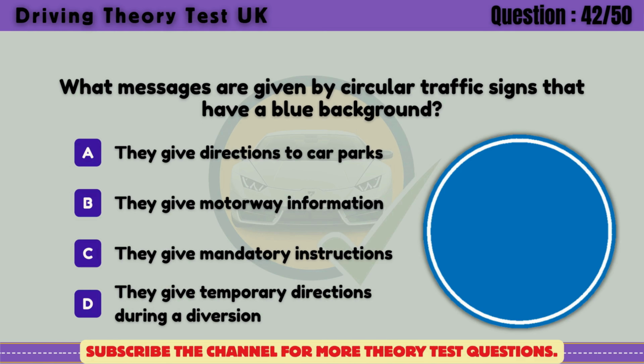Question 42. What messages are given by circular traffic signs that have a blue background? Option A. They give directions to car parks. B. They give motorway information. C. They give mandatory instructions. D. They give temporary directions during a diversion.